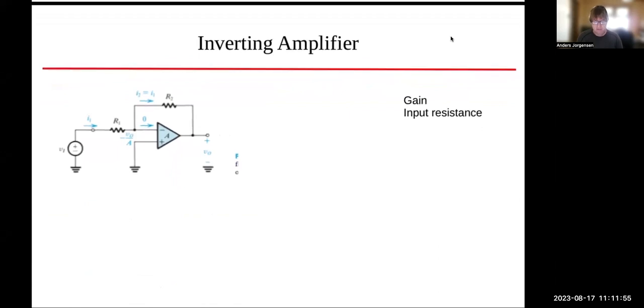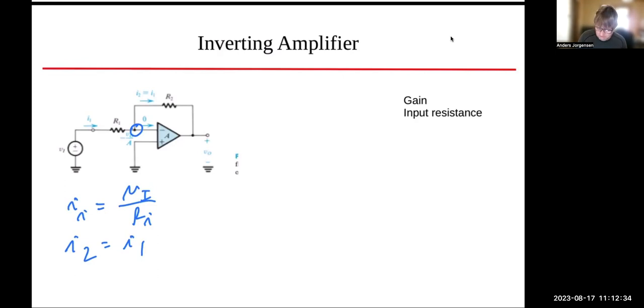the idea here is we're going to talk about the ideal inverting amplifier first, and we can analyze this circuit using Kirchhoff's laws and Ohm's law. So we know, for example, that the voltage at this point here is 0, which means that the input current is equal to VI over RI. And we know that the output current, or the current flowing through R2, is equal to the current flowing through R1.